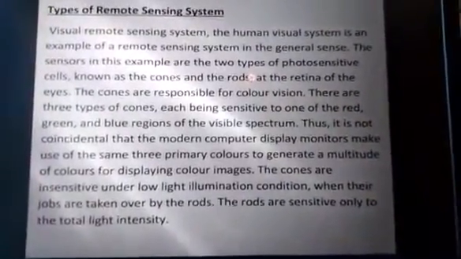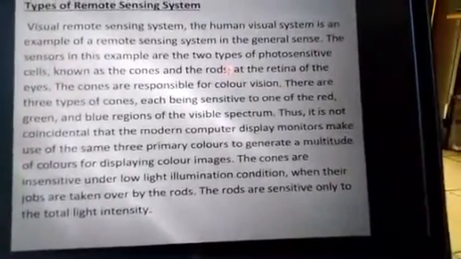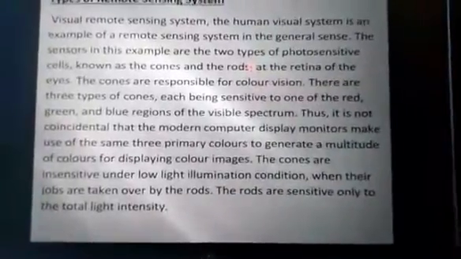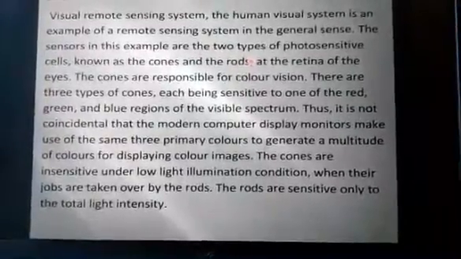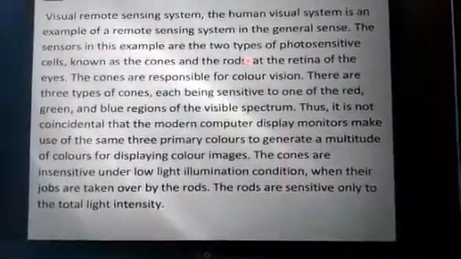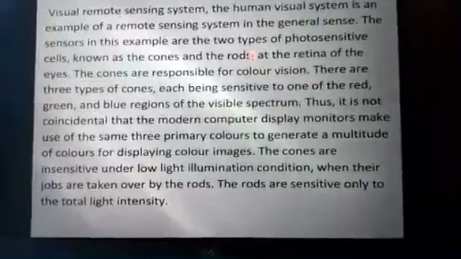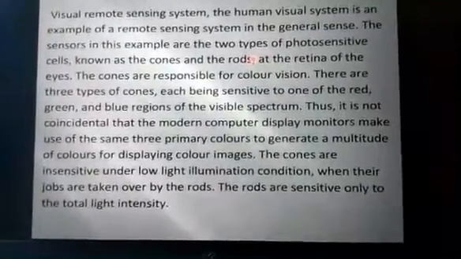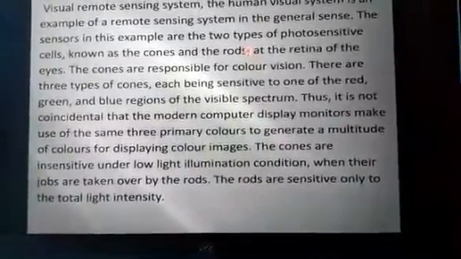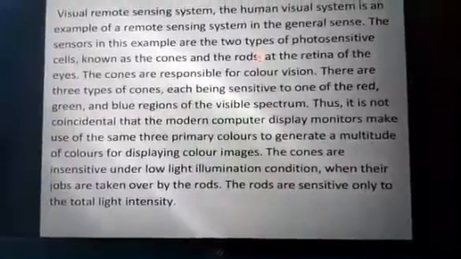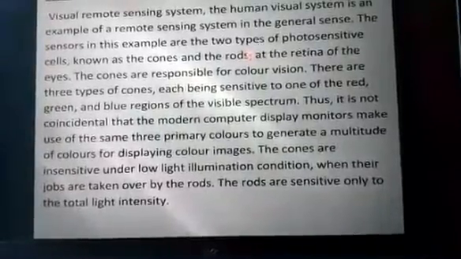So the types of remote sensing systems. We have visual remote sensing systems. The human visual system is an example of a remote sensing system in a general sense. The sensors in this example are the two types of photosensitive cells, known as the cones and the rods, at the retina of our eyes. The cones are responsible for color vision. There are three types of cones, sensitive to the red, green, and blue regions of the visible spectrum.